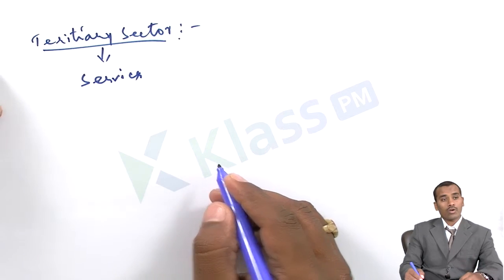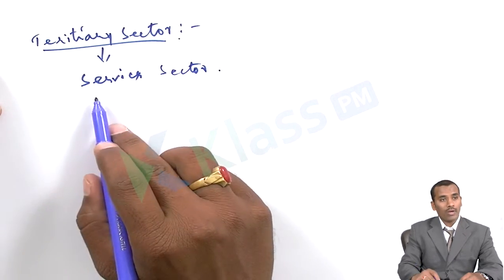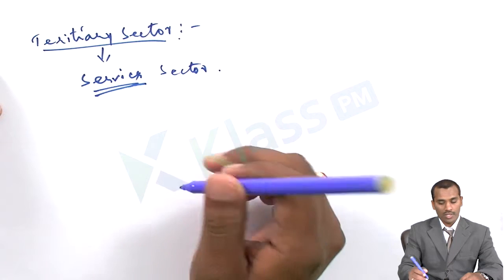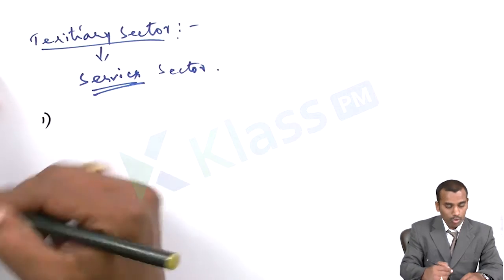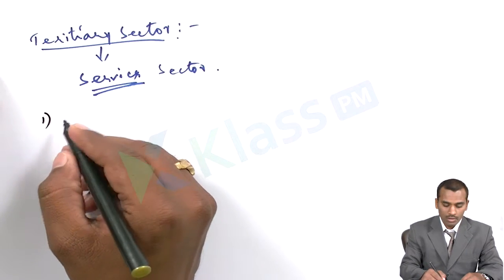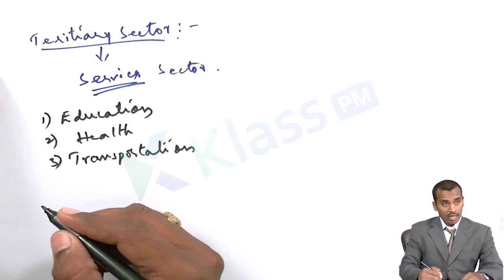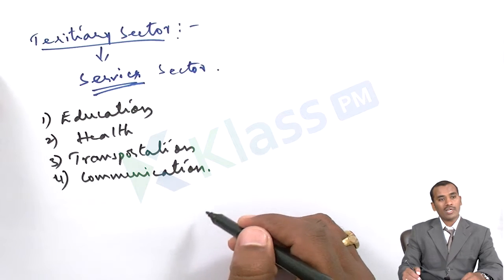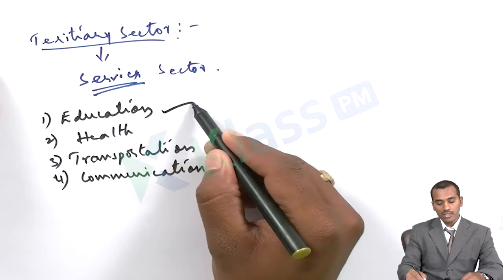So the tertiary sector is also called the service sector because it produces only one product, that is services. Now, what are the things included in this service sector? The most important and very crucial one is education. Next, health, transportation, telecommunications or communication. All these things come under the service sector because what we get here is a service.